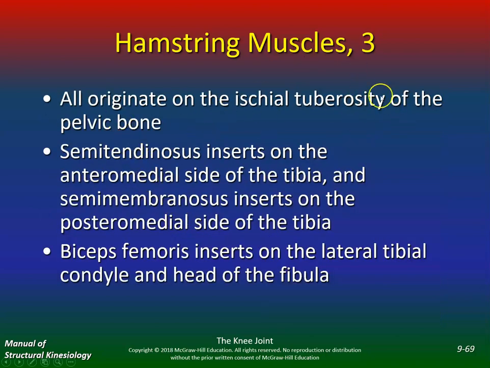Hamstrings all originate on the ischial tuberosity of the pelvic bone, good quiz question. Semitendinosus inserts on the anteromedial side of the tibia, and semimembranosus inserts on the posterior medial side. Biceps femoris inserts on the lateral tibial condyle and head of the fibula.